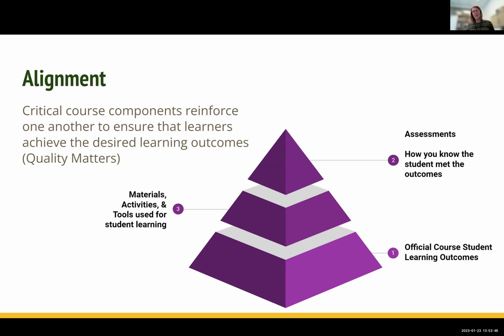With just this little bit of information about alignment, would you guess that your course is aligned to those student learning outcomes? Or would you guess that there might need to be some changes made to better streamline things? What do you think?